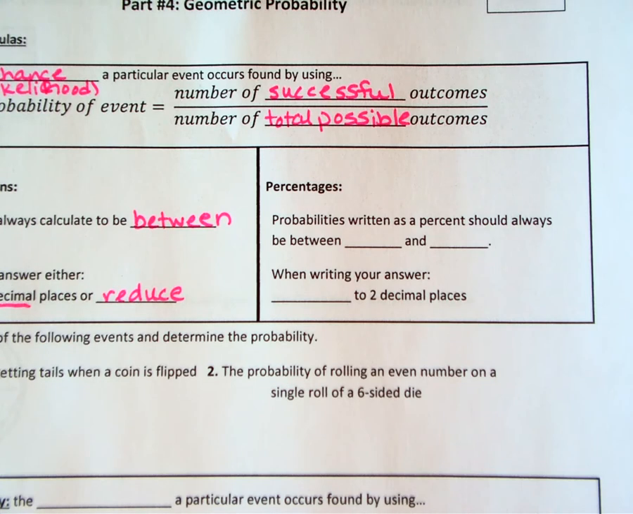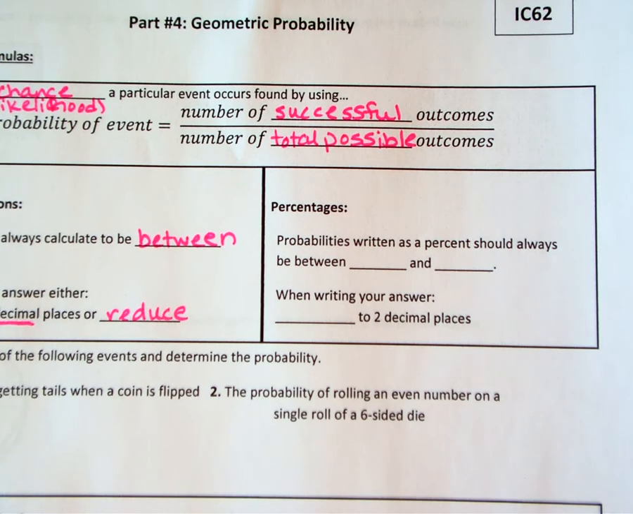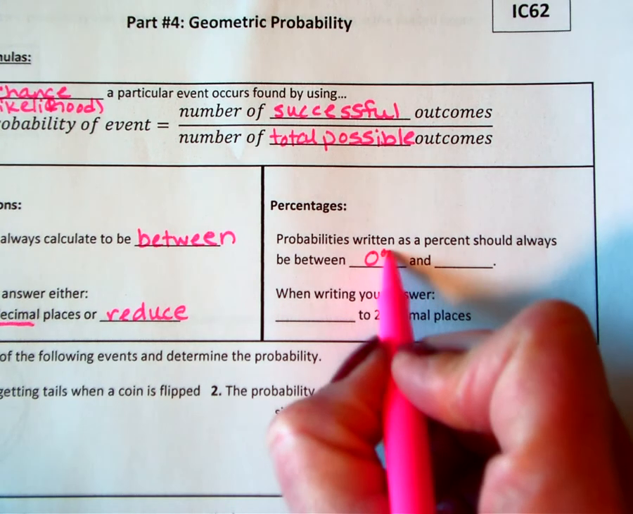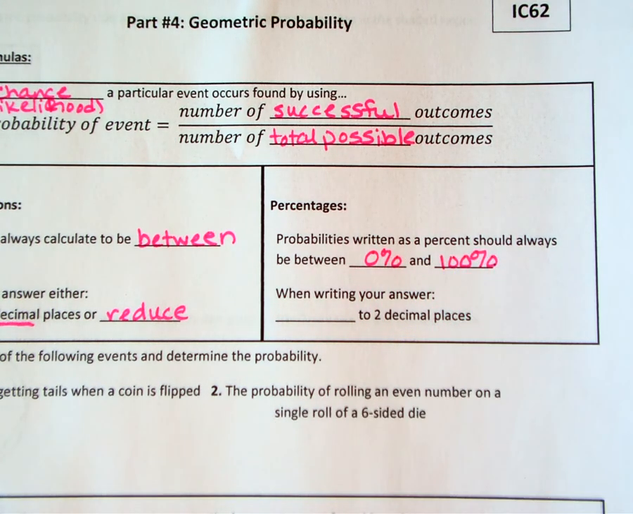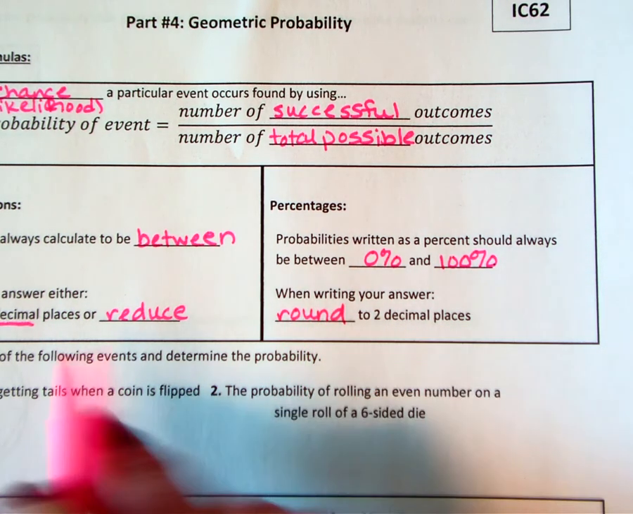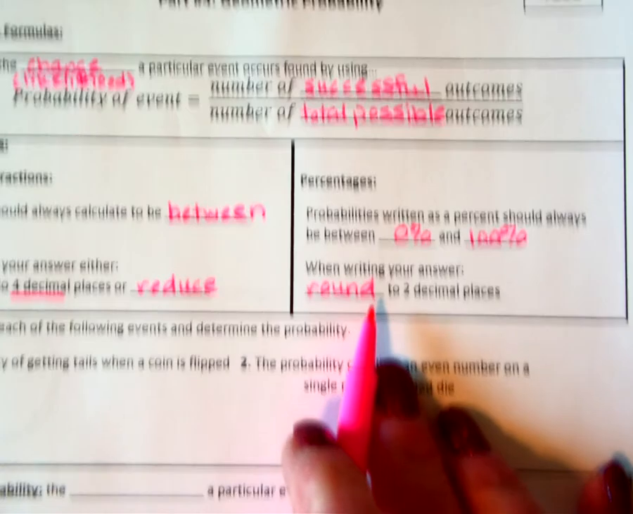For percentages, remember a decimal goes to a percentage by moving the decimal 2 to the right or multiplying by 100. Probabilities written as a percent should always be between 0% and 100%. So the chance of rolling a 7 on a 6-sided die is 0%. When writing your answer, round to 2 decimal places. And that's why you go out 4 decimal places if you write it as a decimal, because then you could write it 2 decimal places out as a percent.